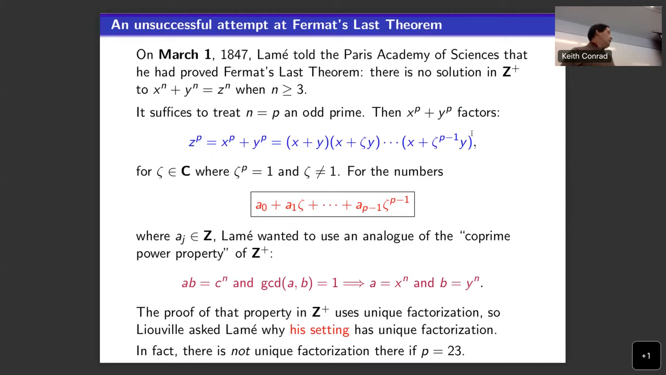However, the proof of this coprime power property in the positive integers uses unique factorization in the integers, and so Liouville raised the question: how do you know that these numbers have an analog of unique factorization? Lamé did not have a good answer to that. And actually, it turns out that when p is 23, this system of numbers does not have unique factorization. Lamé also, for other reasons, had to abandon his proof. It really had several fatal flaws. But the main one I want to focus on is that he wanted to use unique factorization beyond the integers, but unfortunately, it did not always hold where he wanted it to be used.